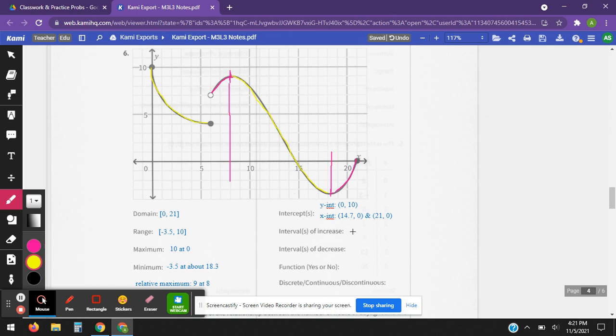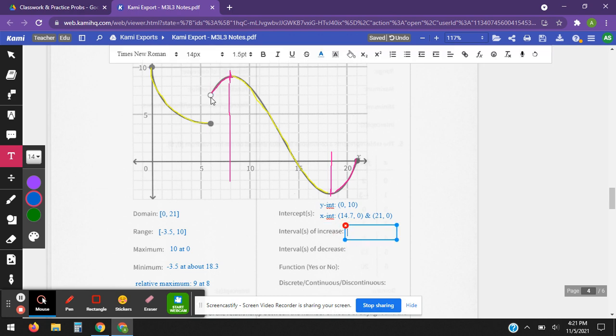So we'll start with increase. Interval of increase. So that's our 6 to 8. And neither one of those is inclusive. 6 to 8 because it's in between. And then I'm going to do that 18.3, as I said where that was at. 18.3 is not inclusive, but it does stop at 21. So I can put 21 in the brackets.